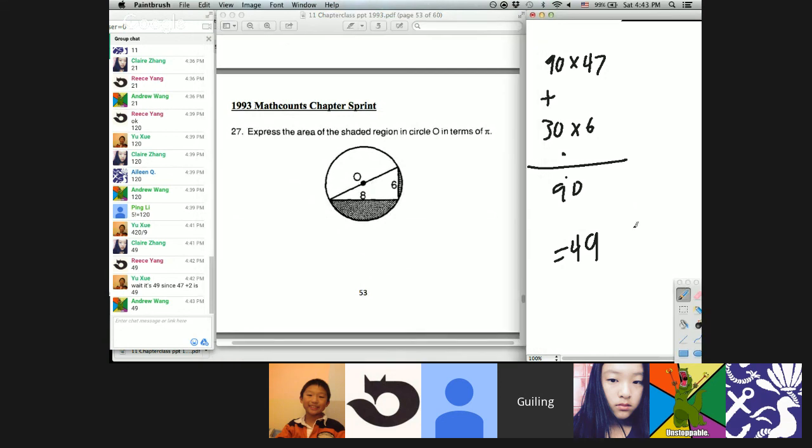Okay, let's try this problem, and this will be our last problem before we end the class today. Express the area of the shaded region in the circle O in terms of pi.